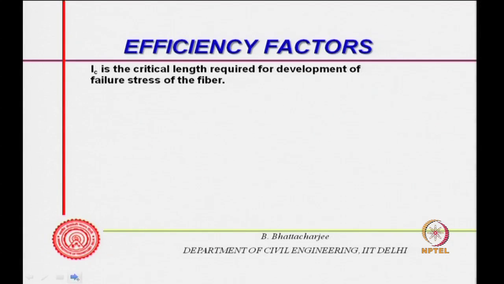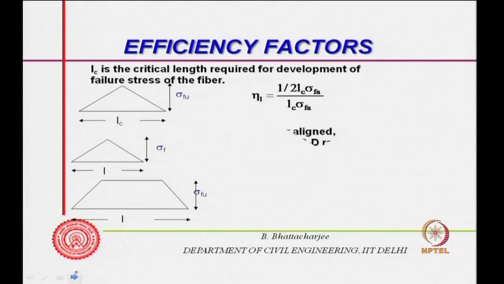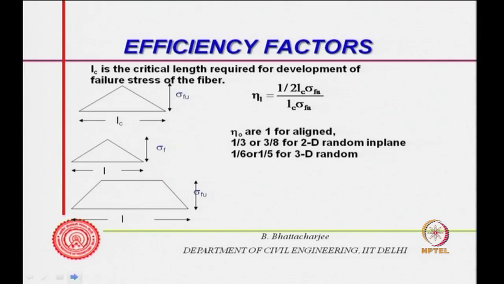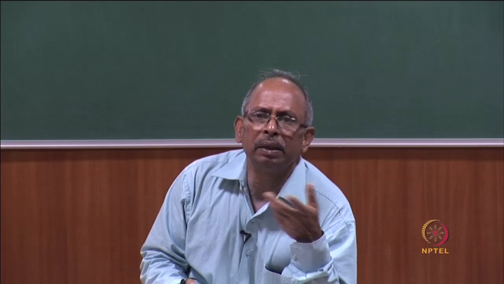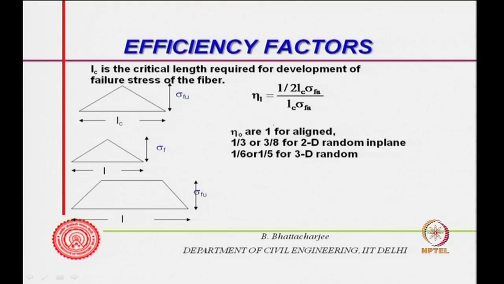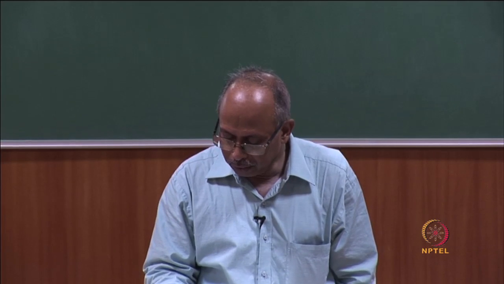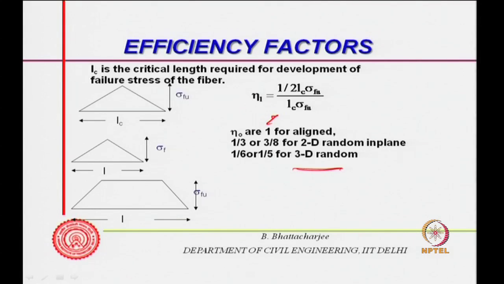So, here we have the length efficiency factor, but the orientation efficiency factor has been suggested by people. It is equal to 1 for a line and 3/8 to 1/3 for 2D random in plane, because it can be spread in all directions. So, 1/6 or 1/5 for 3D random, because there are 6 directions. So, the orientation factors are based on simple statistics plus experimental work, and this has been arrived at.